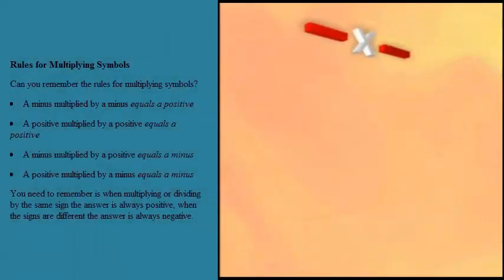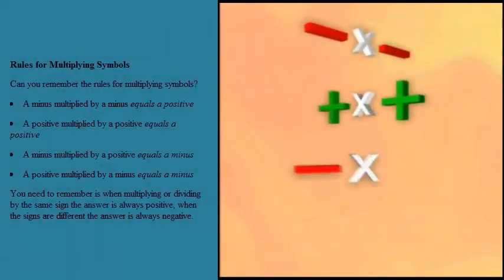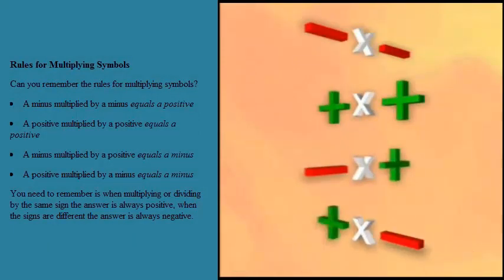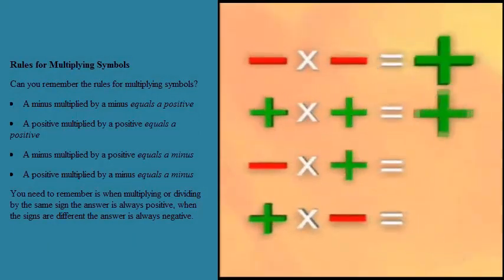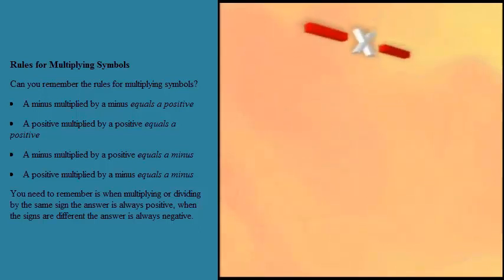Can you remember the rules of multiplying symbols? A minus multiplied by a minus equals a positive. A positive multiplied by a positive equals a positive. A minus multiplied by a positive equals a minus. A positive multiplied by a minus equals a minus.